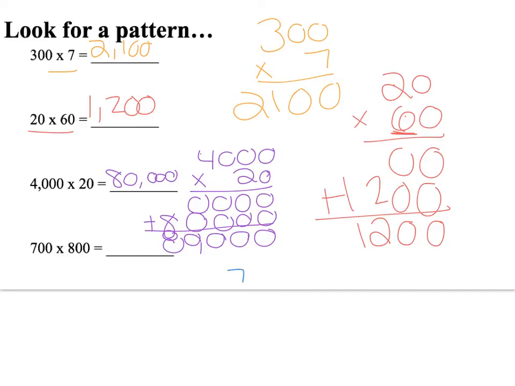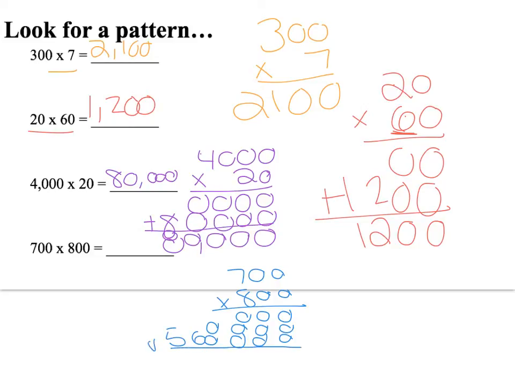Example 4, 700 times 800. Multiply the zeros out. 0 times 0, 0 times 0, 0 times 7. Placeholder, 0 times 0, 0 times 0, 0 times 7. 2 placeholders. 8 times 0, 8 times 0, 8 times 7, which is 56. Add them together. 0, 0, 0, 0, 6, 5. And that gives us an ultimate answer of 560,000.